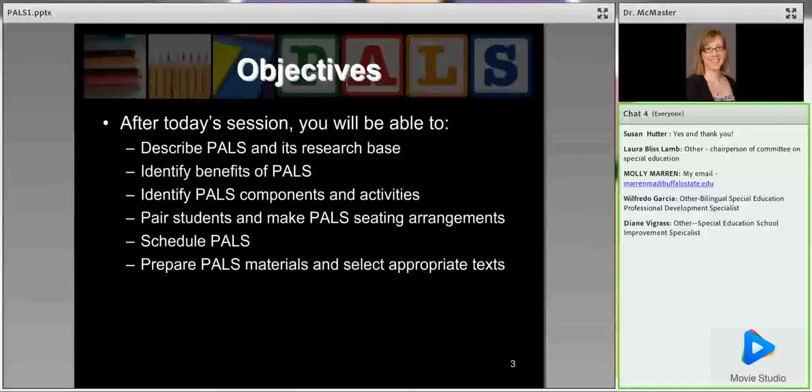You'll learn to pair your students together and make PALS seating arrangements so that PALS will run smoothly in your classroom. You'll learn to schedule PALS, and you'll learn to prepare PALS materials and select appropriate text for the reading activities during PALS.